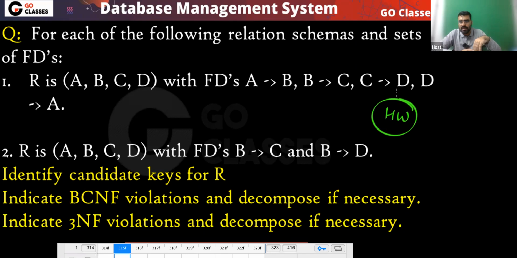Is this clear? But anyway, I think you don't have to worry about it. In the GATE exam, only simple questions will be given to you. For that, this is my suggestion: you just apply this lossless BCNF algorithm. That's it. You don't have to worry about anything else. Just apply this algorithm. Mavit, is this clear?